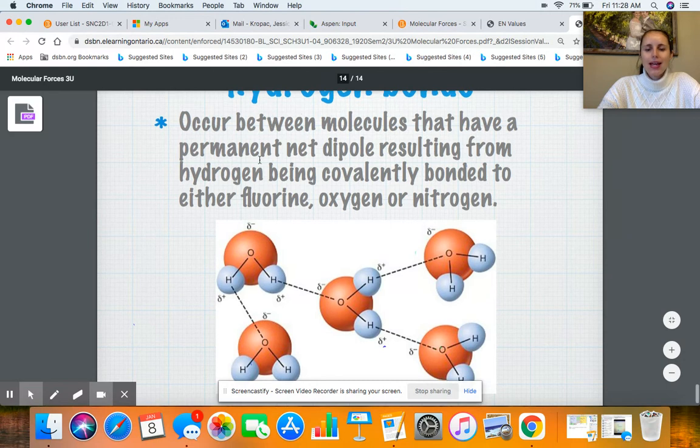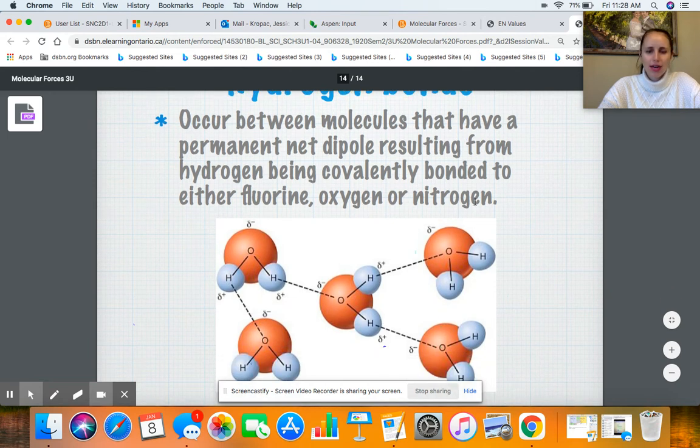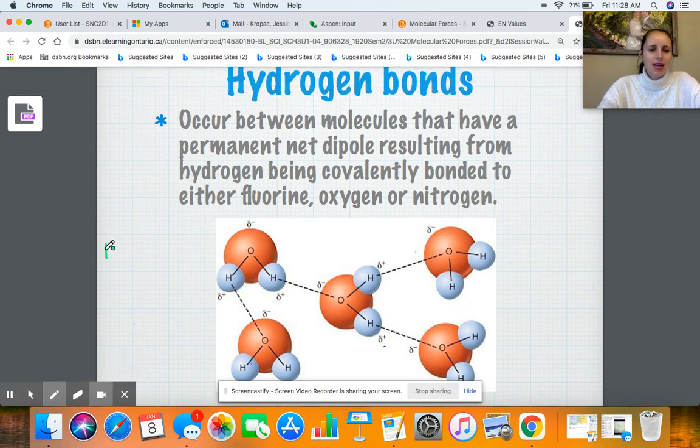The last one that we want to look at is our strongest bond, and this is our hydrogen bond. Hydrogen bonds occur between molecules that have a permanent net dipole. So again, we've got that word dipole, resulting from hydrogen being covalently bonded to either fluorine, oxygen, or nitrogen. So why do we pick fluorine, oxygen, or nitrogen? Because when you have hydrogen bound to one of these, the electronegativity differences are so large it's almost ionic. It's not quite ionic, but it's almost ionic. It's a very, very polar bond. It's so much stronger than the other polar bonds that it actually gets its own category.